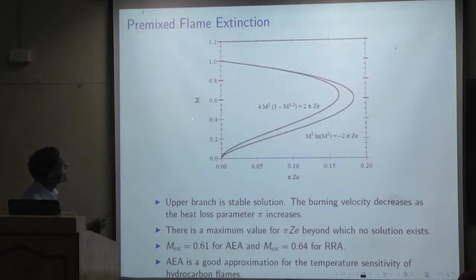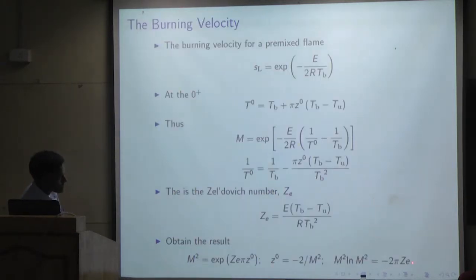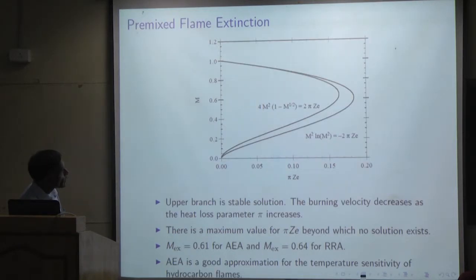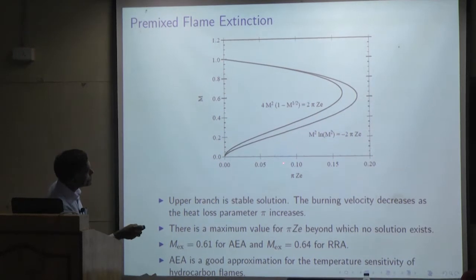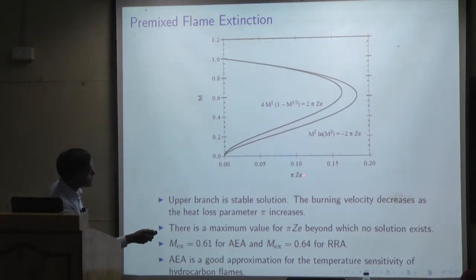So here's a plot. I can plot M as a function of pi times the Zeldovich number. If you plot that, here's this curve. So you get the following behavior, plotted as a function of the heat loss parameter.